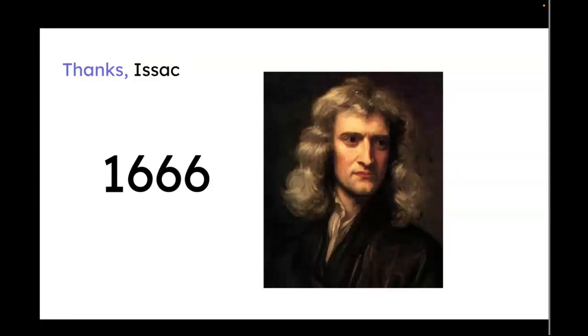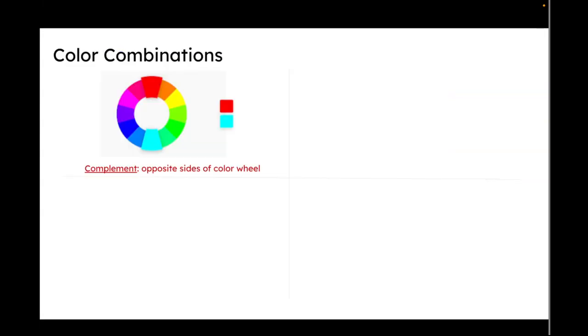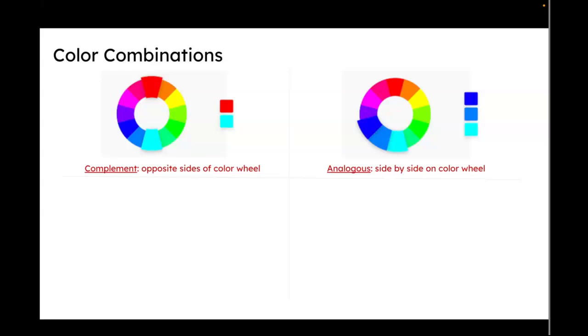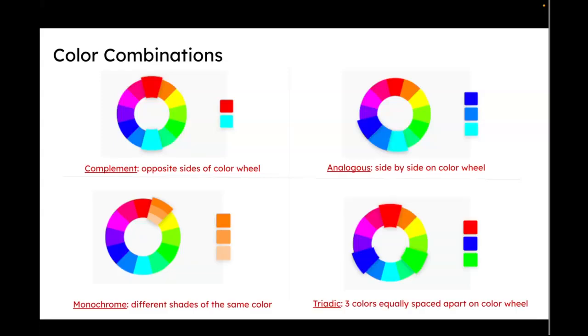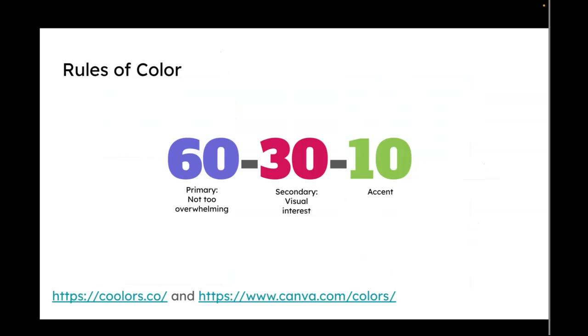We have Isaac Newton to thank for creating the color wheel all the way back in 1666, believe it or not. And from the color wheel, this shows us different variations and color combinations that we can use that go together. So we don't want to present materials that have color schemes that just don't work.